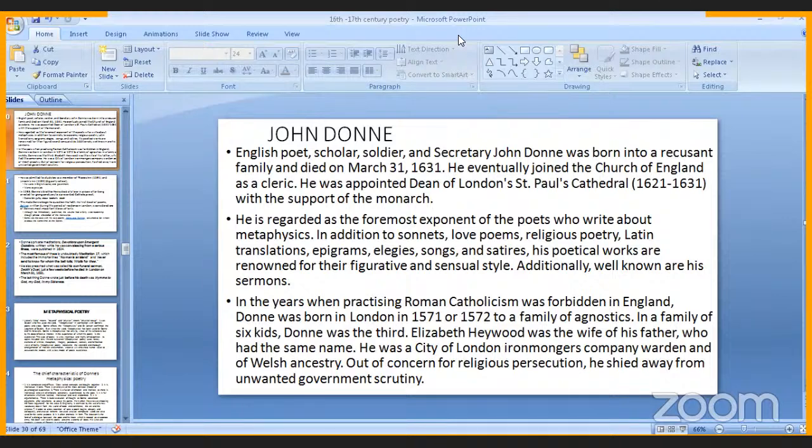So he was actually born in London at the time when Roman Catholicism was being practiced. Practicing Roman Catholicism was forbidden in England. So he was born during that period of time. And he was born to a family of agnostics in a family of six kids. He was the third child.